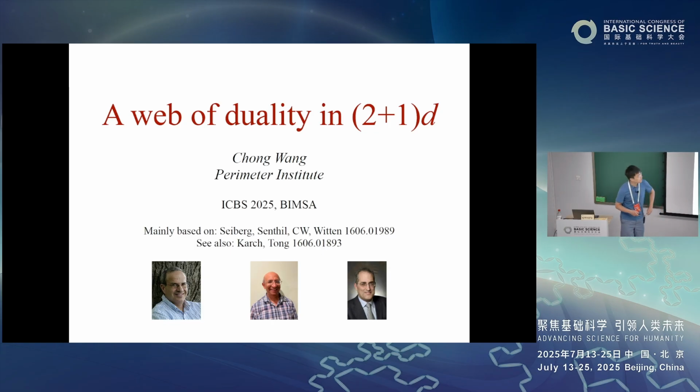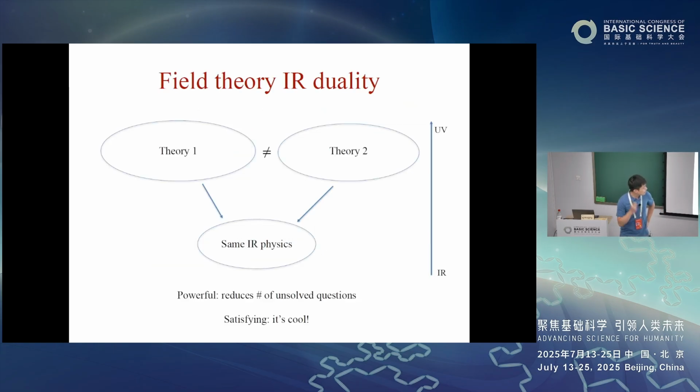Yeah. So, okay. I want to talk about field theory IR dualities. Broadly speaking, I want to talk about situations where I have some well-defined field theory. Typically, in the UV, there are some free theories, and the two theories are not the same in the UV. That's very easy to check. But thanks to the magic of renormalization group flow, they flow to the same IR physics, right?